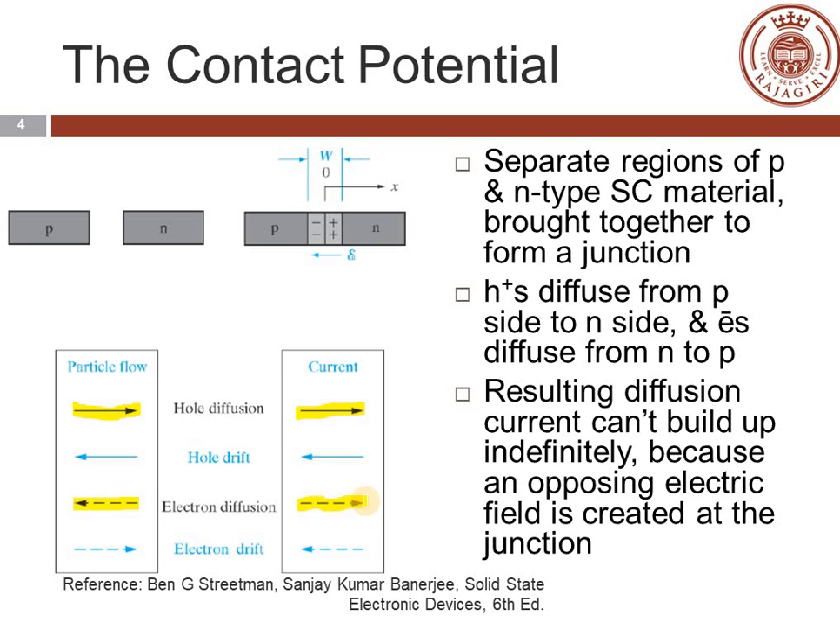Now, we said once we form a junction, because of the uncompensated ions at the junction, we have an electric field at the junction. Because of that electric field, we have drift components. Holes will flow in the same direction as the electric field, and the resulting hole current is in the same direction as the hole flow. Electrons will drift in the opposite direction of the electric field, and the resulting current is in the opposite direction of the flow of electrons.